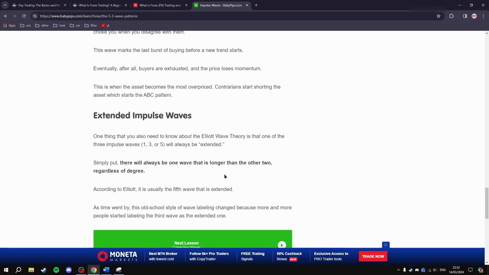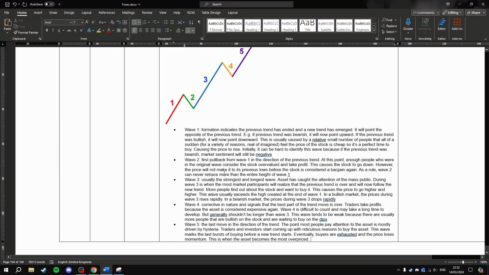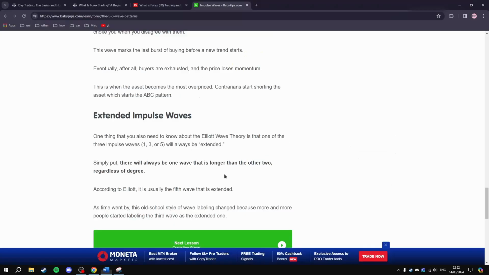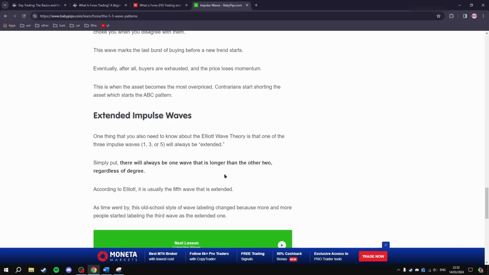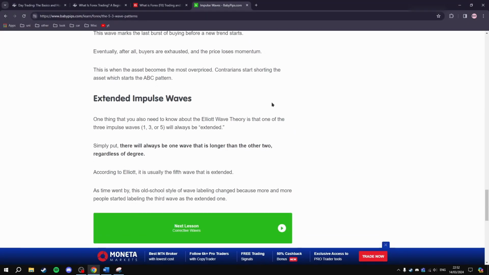Contrarians start shorting the asset, which starts the ABC pattern, which I think we're going to learn about later on. And I think contrarians means people who do the opposite of what's considered normal to do. So whatever everyone else is doing, they do the opposite.